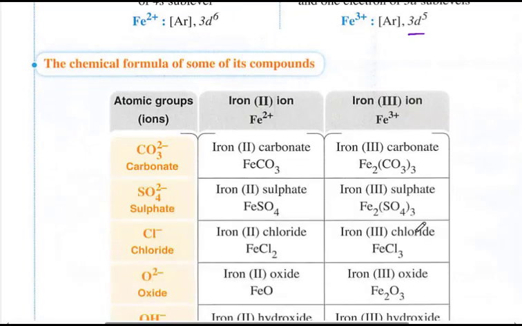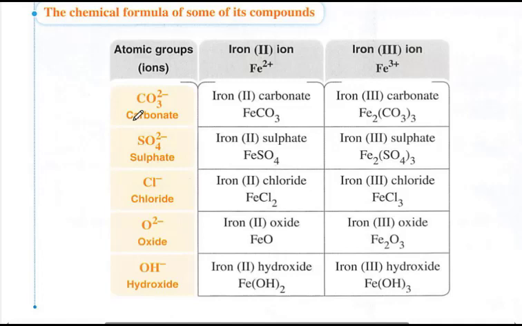Some chemical compounds, which I think all of us know, are formed in combination between atomic groups and iron. Iron may be positive 2 or positive 3. So carbonate can form ferrous carbonate or ferric carbonate, iron 2 carbonate or iron 3 carbonate; ferrous sulfate or ferric sulfate, iron 2 sulfate and iron 3 sulfate; ferrous chloride or ferric chloride, iron 2 chloride, iron 3 chloride, the same name.